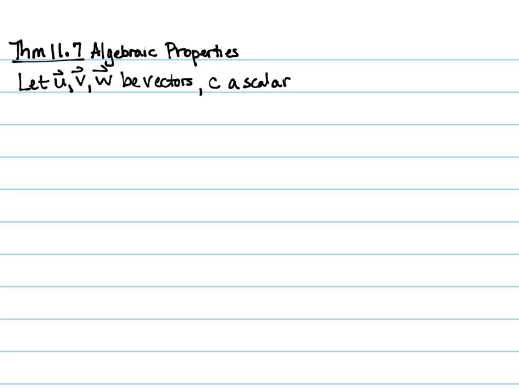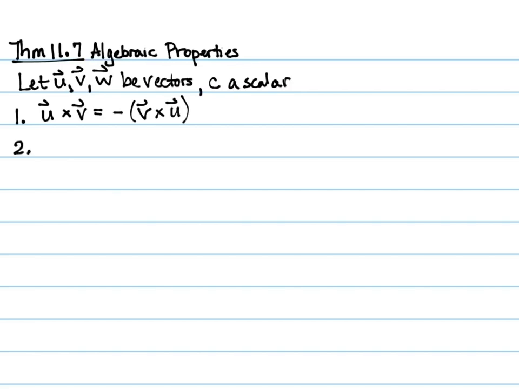Algebraic properties of the cross product. I'll leave that part off, but that's what it's for. We're going to let u, v, w be vectors and c a scalar. And just like when we did the dot product, there's a lot of properties here. The first one is the one that we saw early on already, that u cross v is equal to negative of v cross u. It's kind of a nice fact.